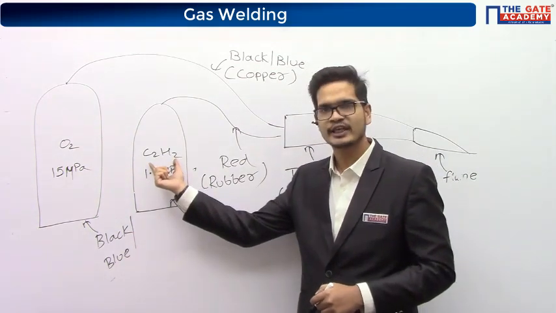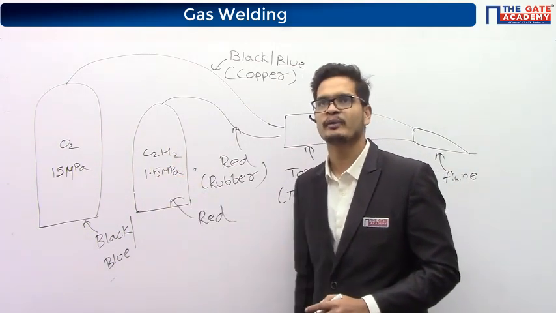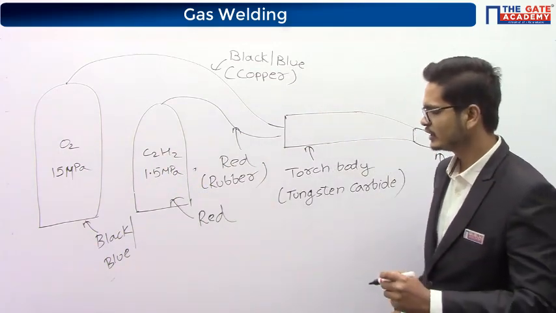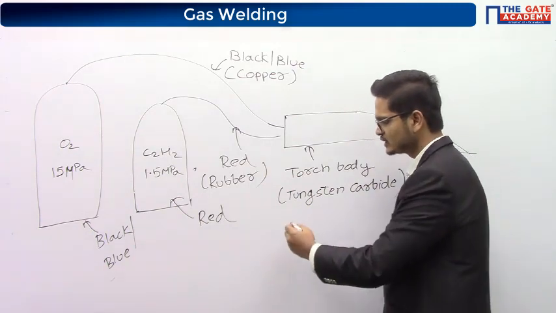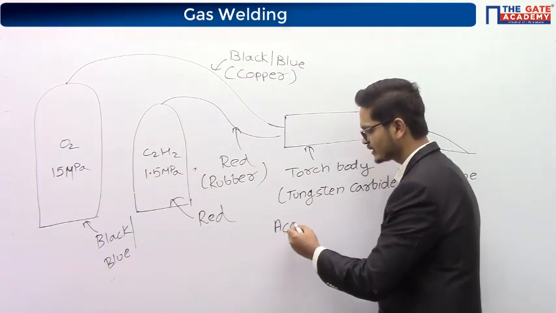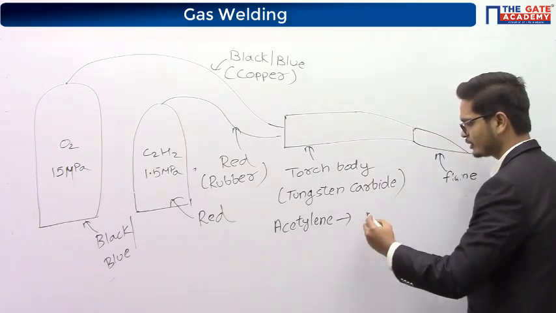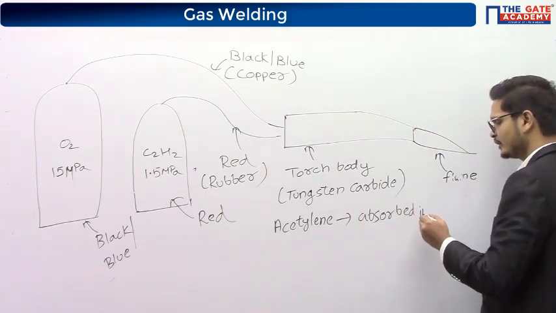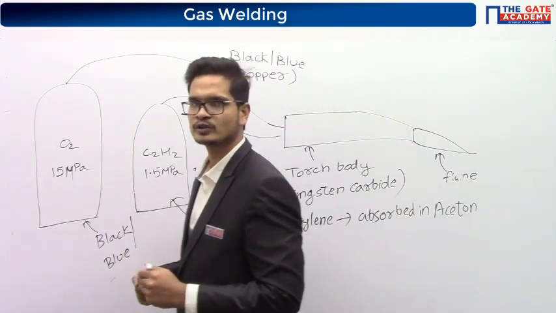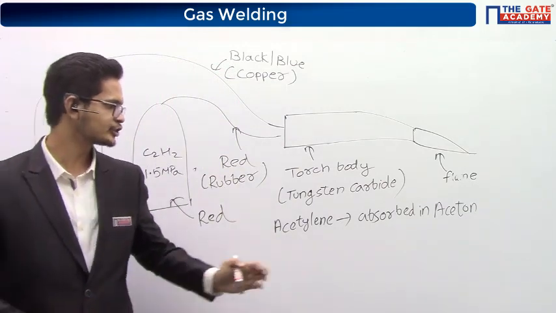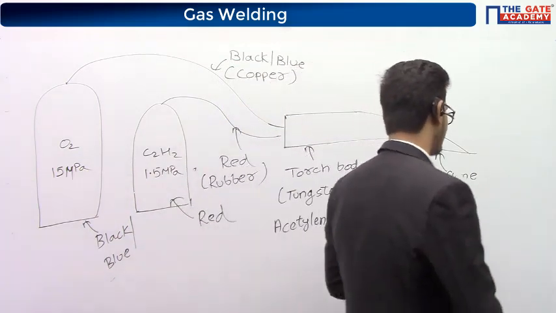Then we have acetylene. Acetylene is kept at 1.5 megapascal. The reason for that is acetylene is not kept alone. What we do is we keep acetylene stored, absorbed, but the better word is absorbed in acetone. We cannot directly store the acetylene because it is highly reactive. We keep it absorbed inside a chemical called acetone.